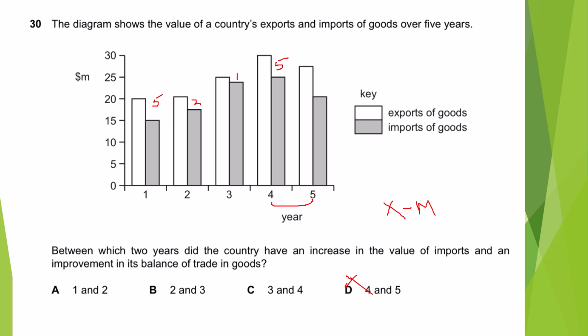Now what it says is between which 2 years? From 5 to 2 it has decreased, 2 to 1 it has decreased, the trade balance has decreased, but from 1 to 5 in these 2 years it has increased, right? So it's C, 3 to 4. In these 2 years we can clearly see that there is an improvement in the balance of trade, that is the difference between export and import. Yes, this difference has increased, and the value of imports has also increased from the previous one. So C would be the correct answer.